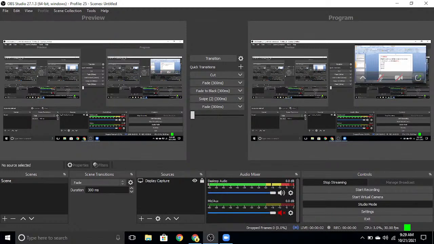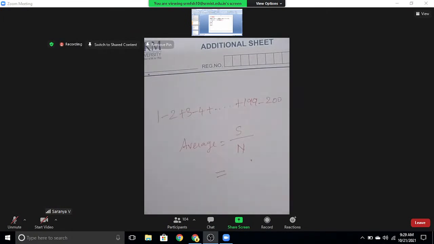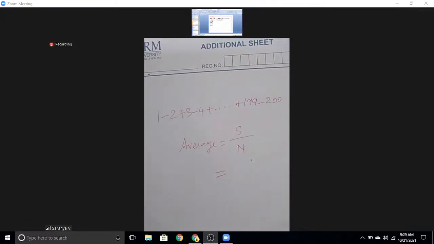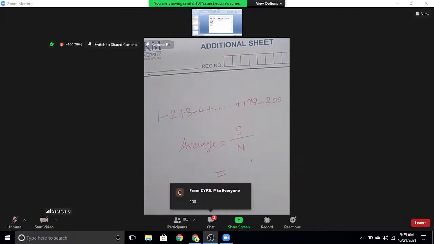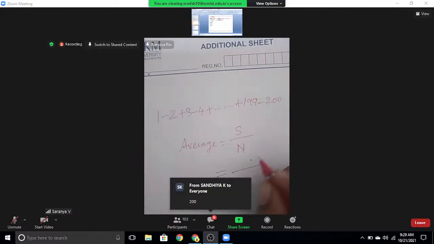So, can you tell me the number of terms in this? Number of terms. How many terms are there in the series? Post your answers. How many terms are there? Very good. 200. Right. So, the number of terms is 200.